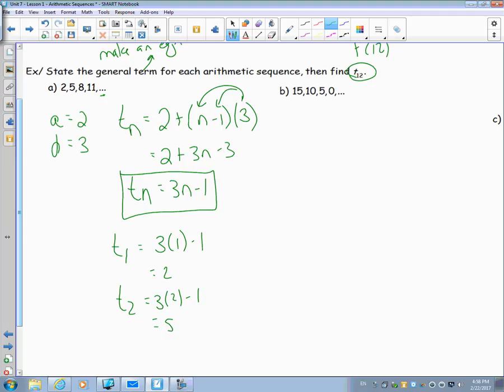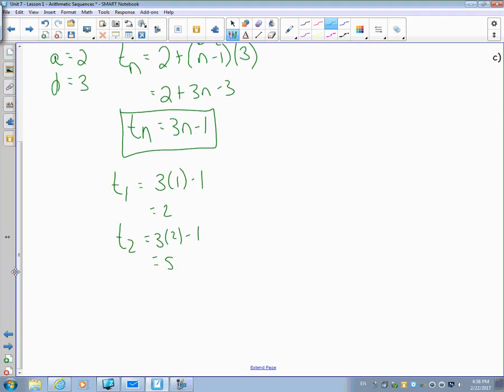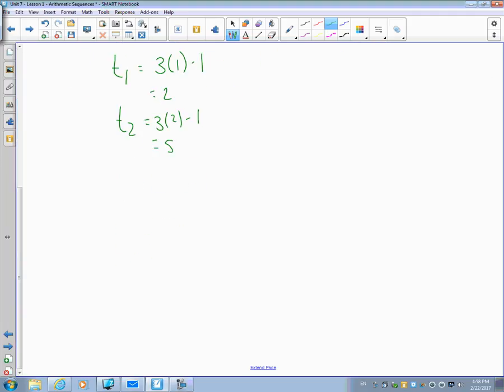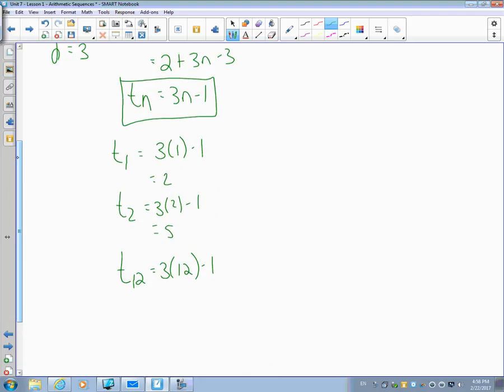We actually have to find term number 12. I can find any term in the sequence using this equation now. T12 will be 3 times 12 minus 1. Just like with function notation, wherever I see an n, I'm going to replace it with a 12. So the 12th term is 35. And that's it.